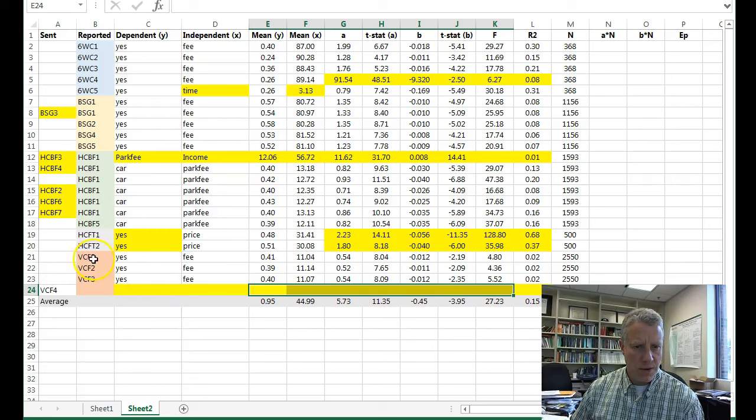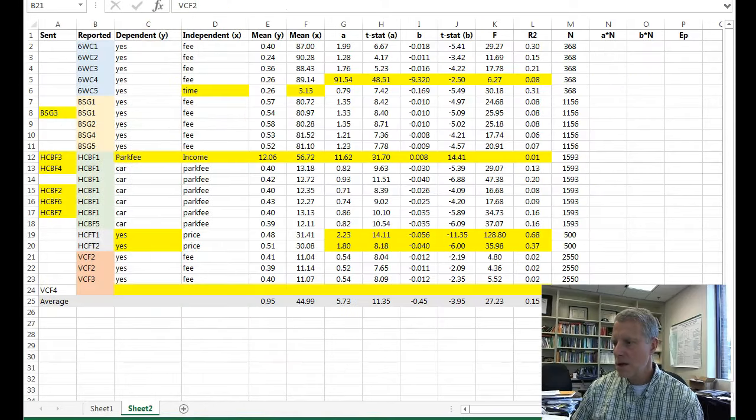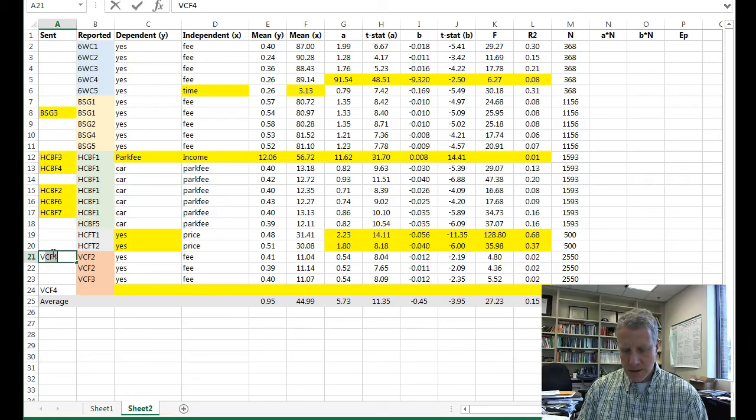I just noticed one thing. I have 2 VCF2s, and there should be a VCF1. So one of these should be VCF1. Just check and make sure that you're using the right data.